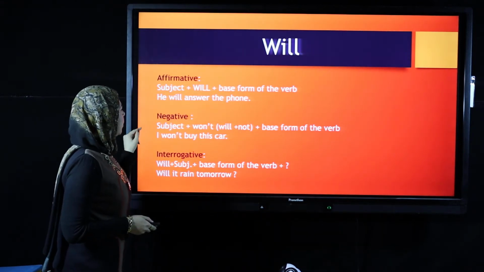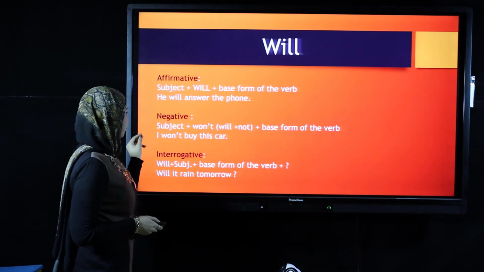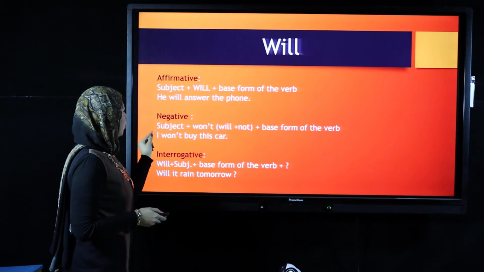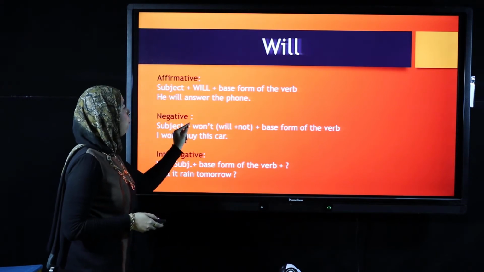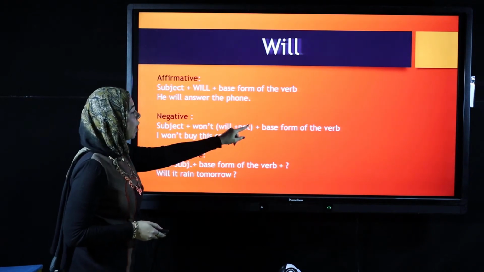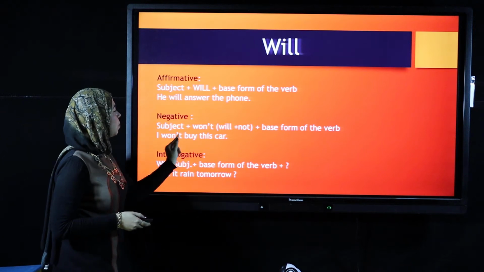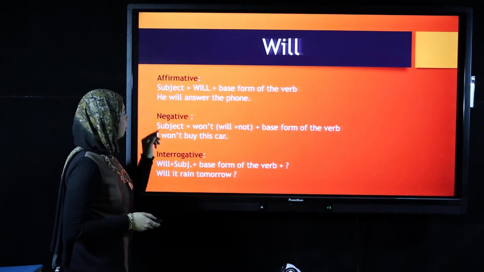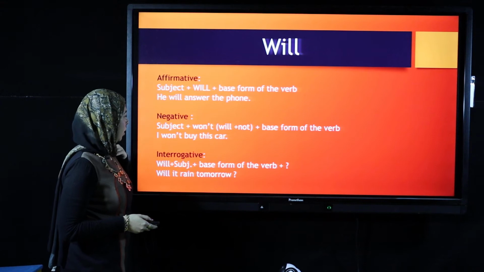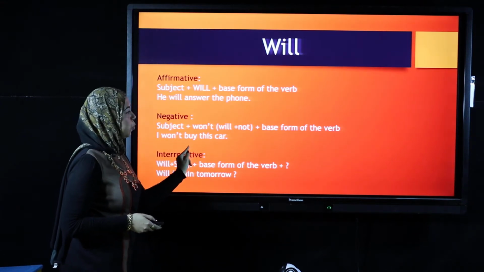The next point, how to form the sentence in the negative. First, we should have the subject, then we have won't or will not, then we have the base form of the verb. Like when we say, I won't buy this car. The subject is I, won't or will not, then we have the base form of the verb, which is buy.